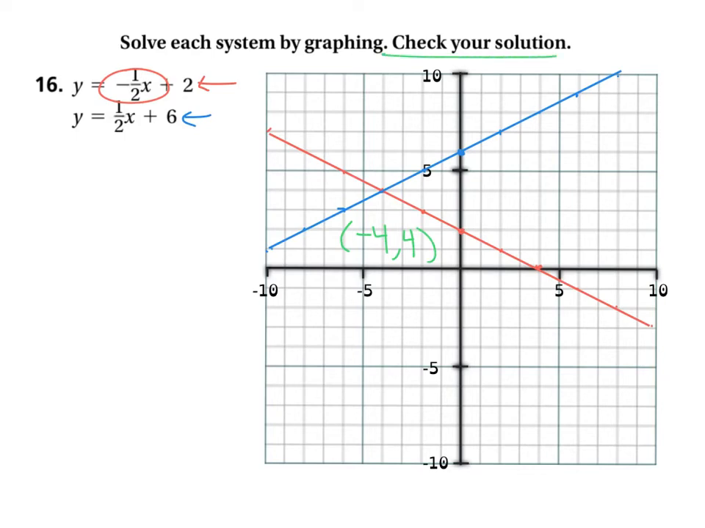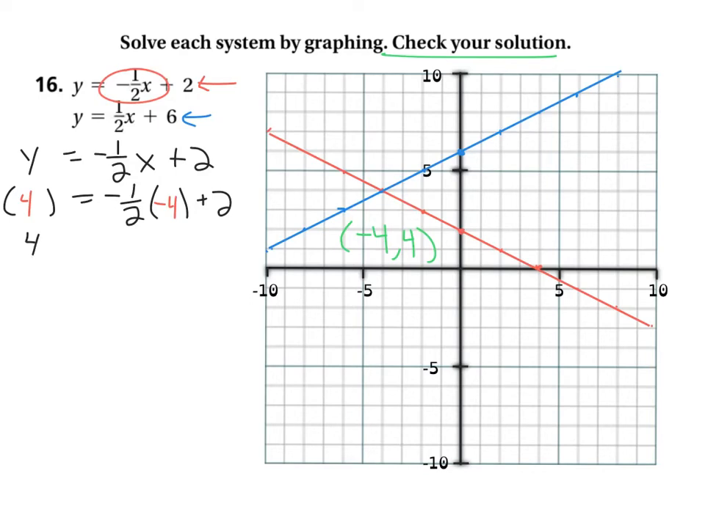It says check your solution, and what that means is take both equations, plug in those numbers for x and y, and see if it works out. So I'm going to do that. Okay, so I've written this first equation, y equals -1/2 x plus 2, and then I've substituted in the values. Make sure you're getting them in the right place. The y coordinate should go where y is, and the x coordinate should go where x is.